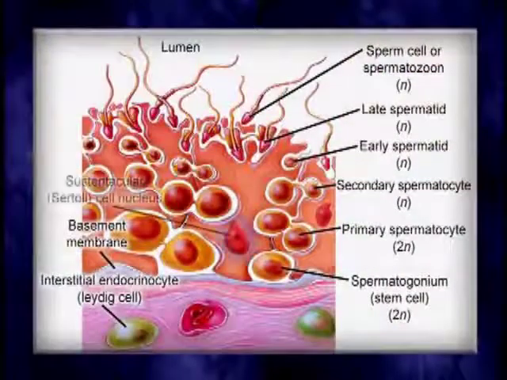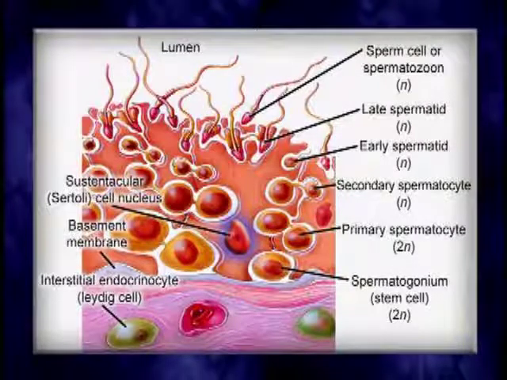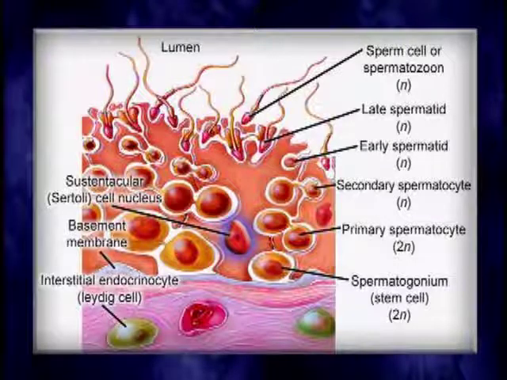We have something else here called a Sertoli cell, or a sustentacular cell, which is also providing nourishment through the tissues for the spermatogonia.